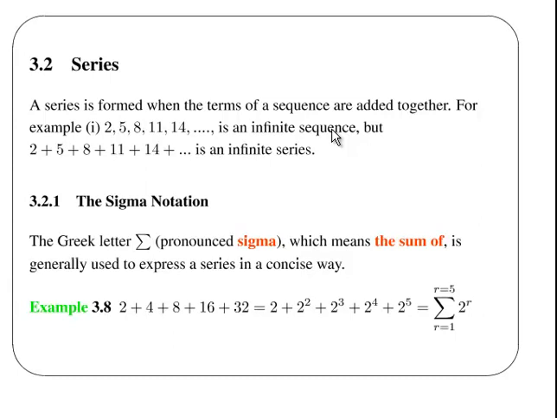So for example, if we have 2 plus 4 plus 8 plus 16 plus 32, can we come up with a way of expressing that? Well, how we would go about doing that is we would say 2 plus 2 squared plus 2 cubed. So we're dealing with numbers from 1 to 5. Essentially how we might express that is like this: the sum of 2 to the power of r from r equals 1 to r equals 5. Okay, and that's how a summation like that would be written.